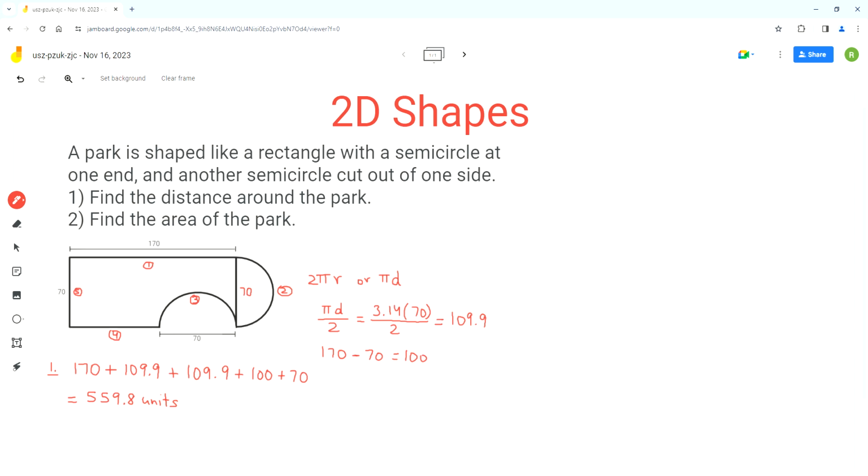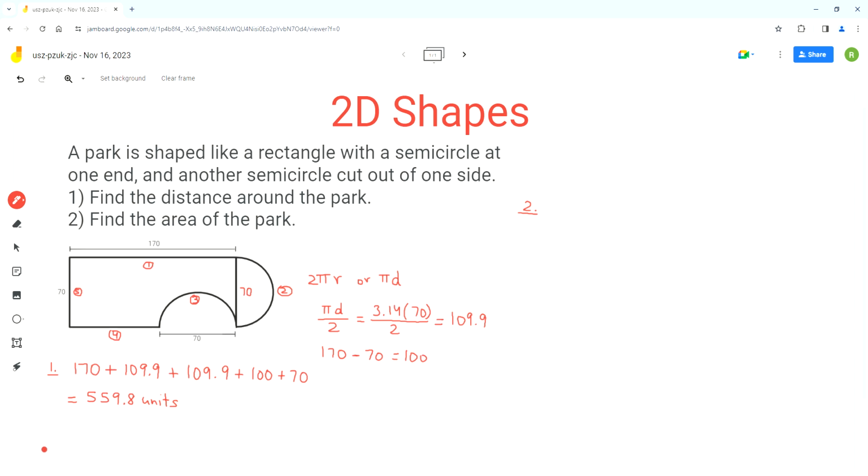Now we have to find the area of the park. That's the second part of the problem. In order to find the area of the park, we'll have to break up this composite shape into simpler shapes. This park is basically represented by a rectangle to which a semicircle has been added on the right end and another semicircle has been taken out of one of its sides. Now these two semicircles have the same size because they have the same diameter.